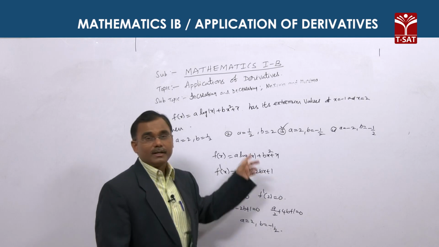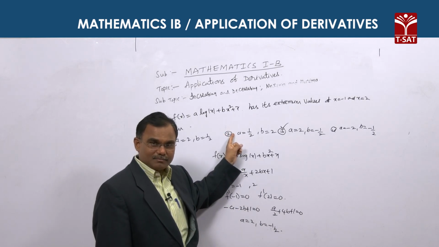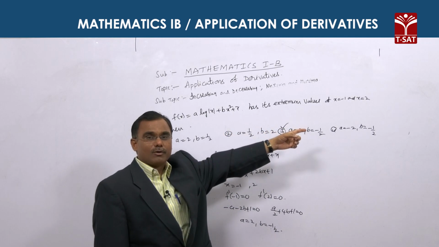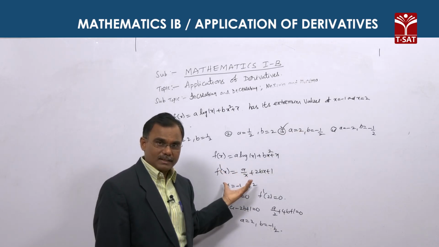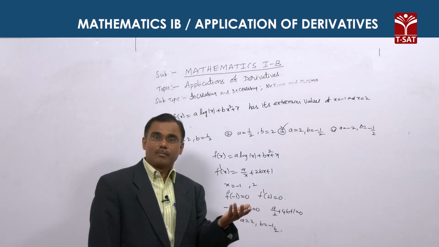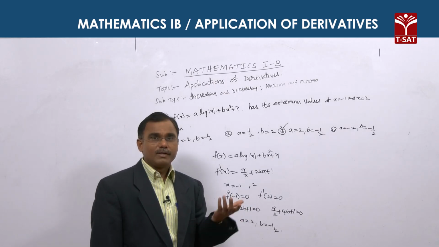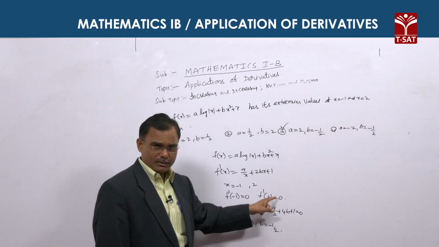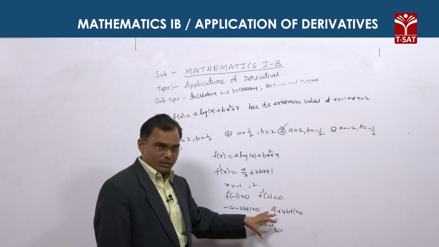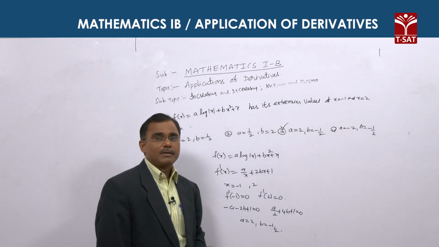So here f of x is the given function, with extreme values at x equal -1 and 2; find the values of a and b. Find f dash x. The function has extreme values at x equal minus 1 and 2. At extreme values, what is the derivative? It is 0, parallel to the x axis. So f dash minus 1 equals 0 and f dash 2 equals 0. Solving these two equations, we get the a and b values.